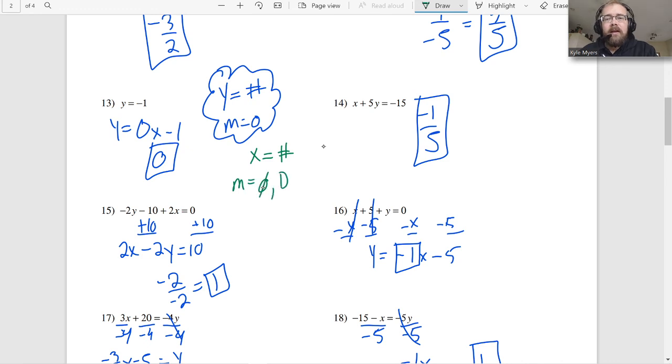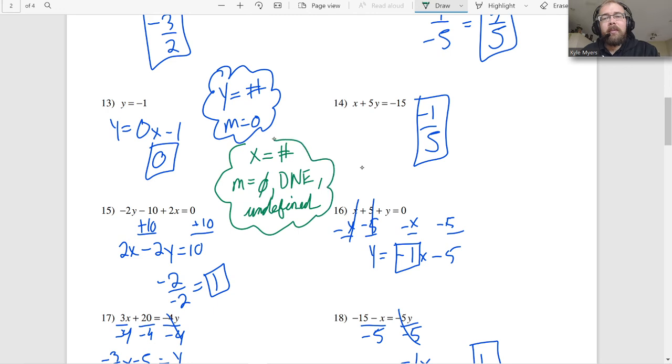We can call it 0 with like a slash through it, unless you normally write your zeros with slashes through them. Or DNE, meaning does not exist. Or you can say undefined. Any of those are probably fine for an answer. 0 with a slash, meaning like no answer. Or DNE, does not exist. Or undefined. Okay? And that's what you do if you have x equals a number.